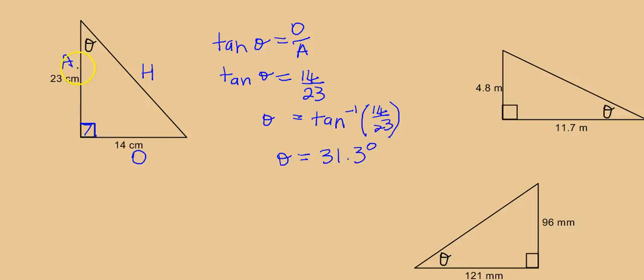Let's check to see if it makes sense. 14 is the smaller side, so we would expect it to be opposite a smaller angle than 45 degrees. 31.3 is a smaller angle than 45 degrees, so I'm fairly happy.